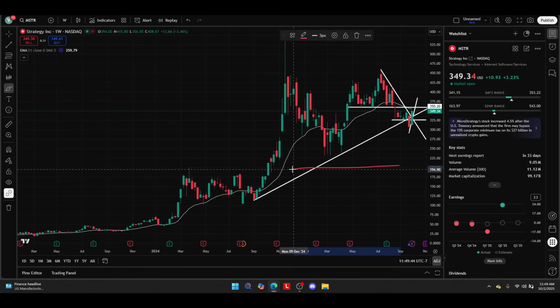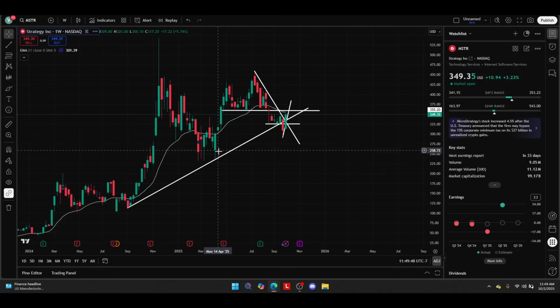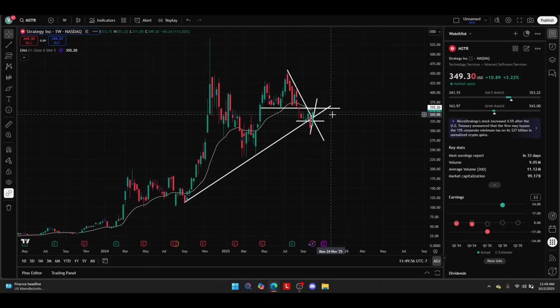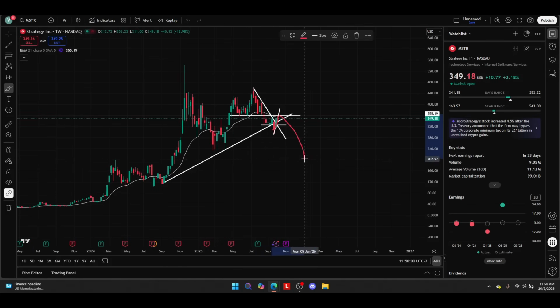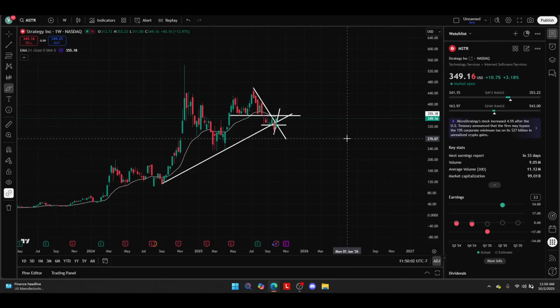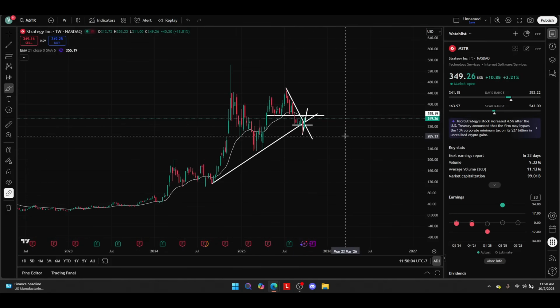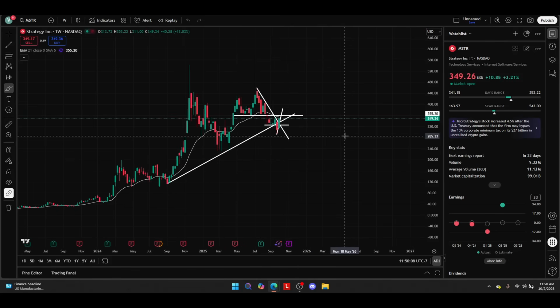Looking at the weekly chart, as you can see here, it still looks sort of bullish. We need to see a break above 360 for sure with conviction. If not, this might just be a short-term pullback to lower prices. Again, always keep in mind different perspectives, and it's never a guarantee for anything.